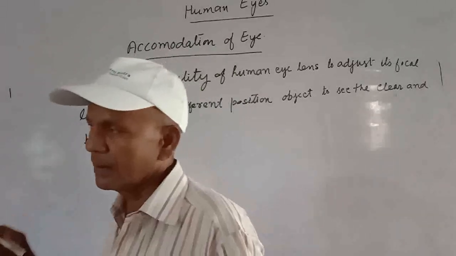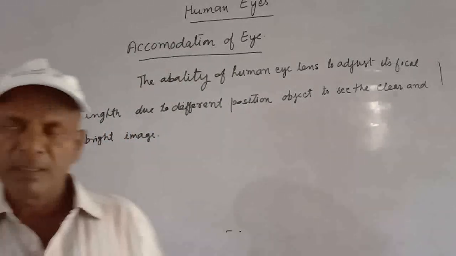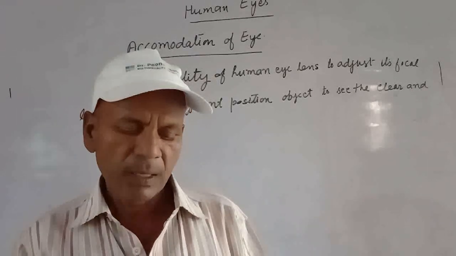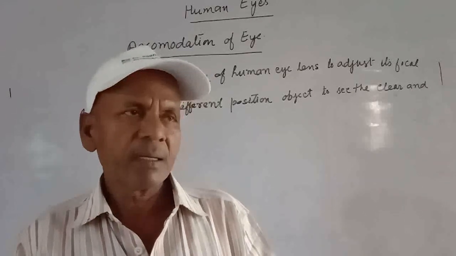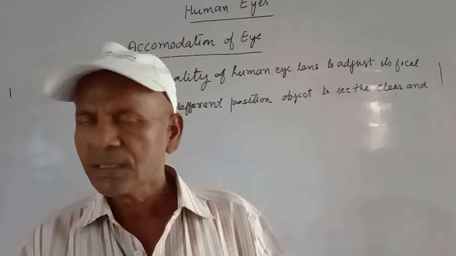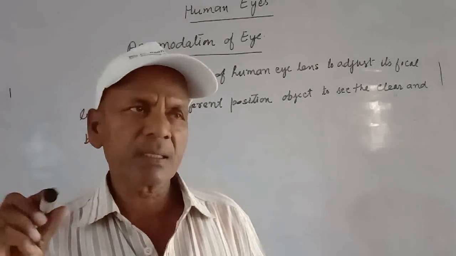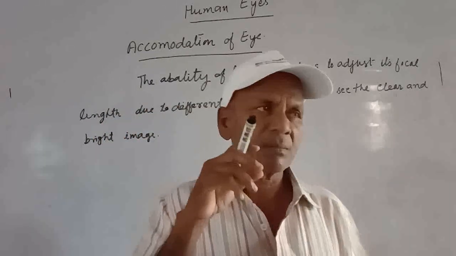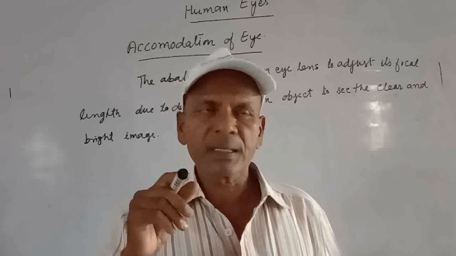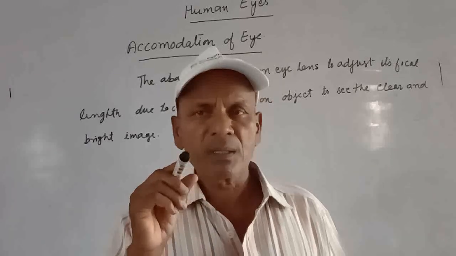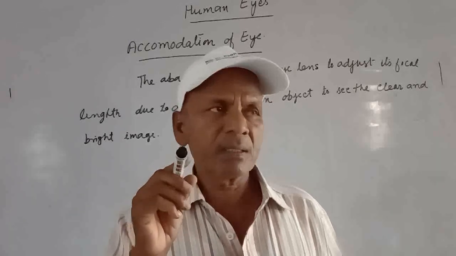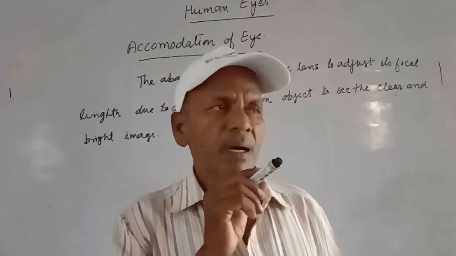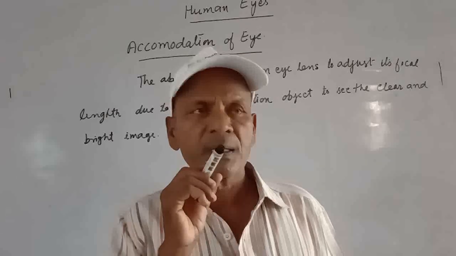When we see a far off object, the focal length of the eye increases. In this case, the ciliary muscles relax and the lens becomes thin. In that case, the focal length of the eye lens increases and we can see the far off object clearly.